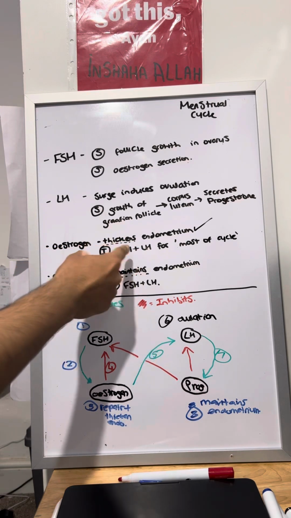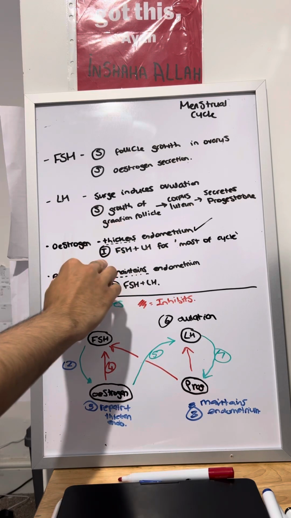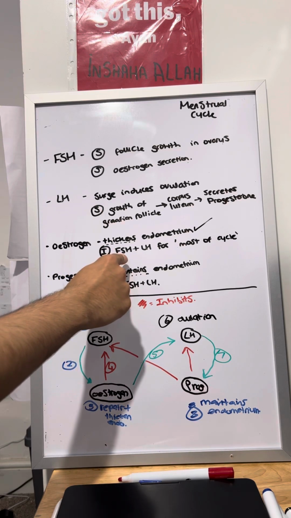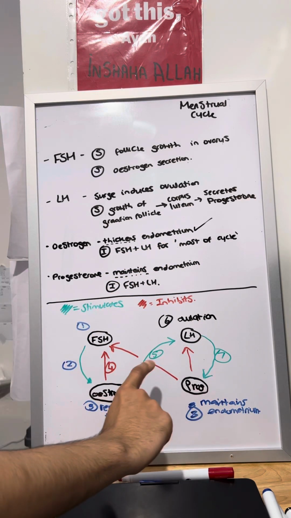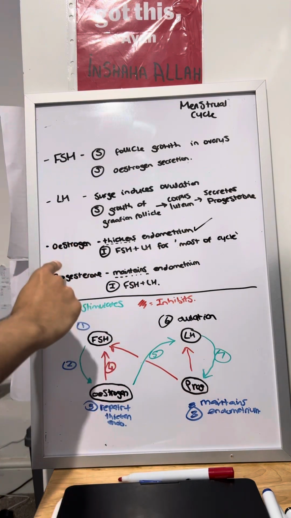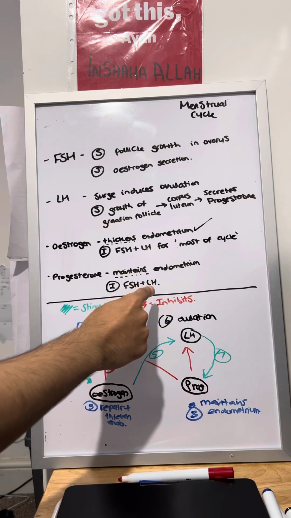The role of estrogen is to thicken the endometrium, the main word being thicken, and estrogen would inhibit FSH and LH for most of the cycle. The reason being, I'll come onto that in a bit, or you can see the other video. Progesterone maintains the endometrium and it would inhibit FSH and LH.